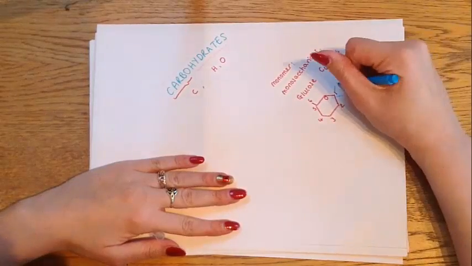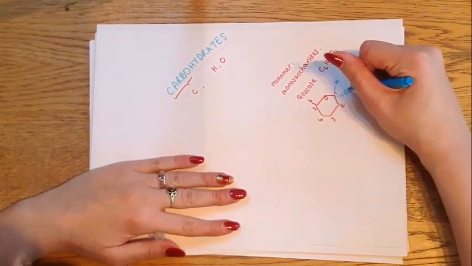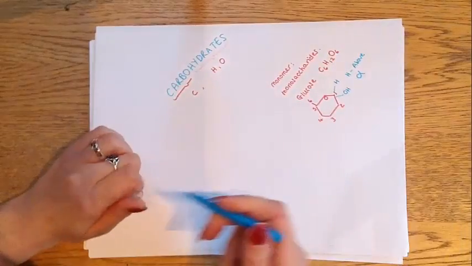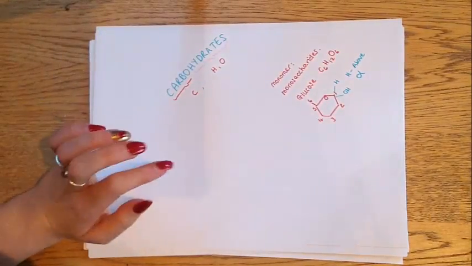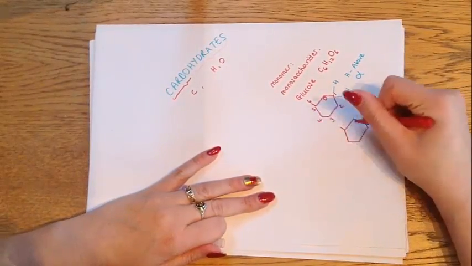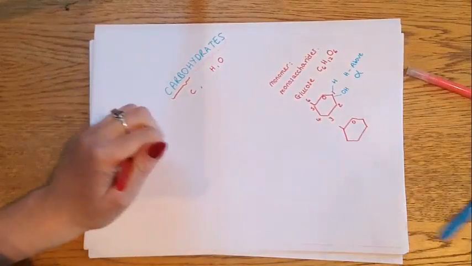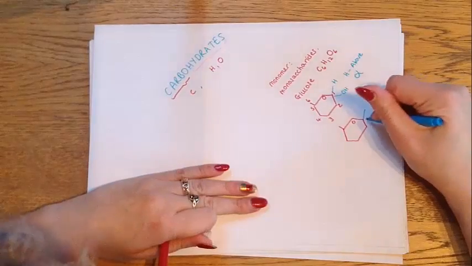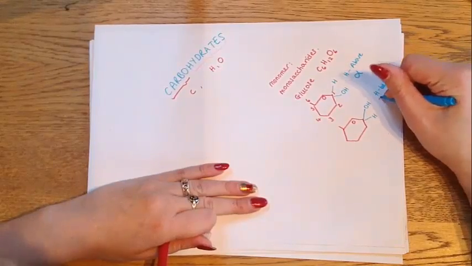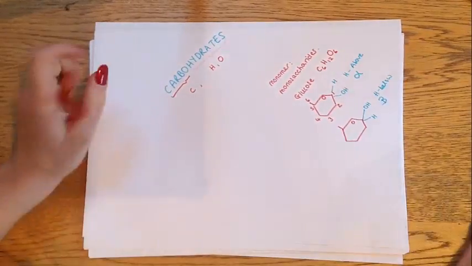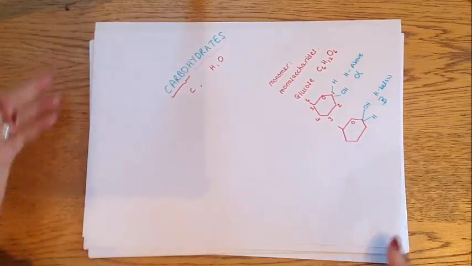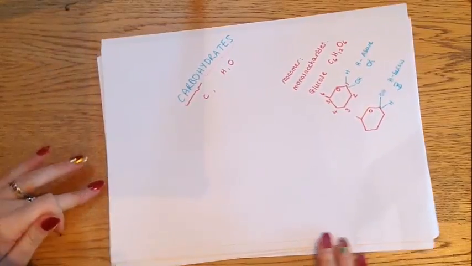On carbon 1, if we have the hydrogen above the OH group, that's alpha glucose, and you can remember that because above and alpha start with an A. If we draw it the other way round, on carbon 1, if this time we have the hydrogen below the OH group, then that is beta glucose. Again, really easy to remember: hydrogen below carbon 1 is beta glucose, and beta and below both start with a B.